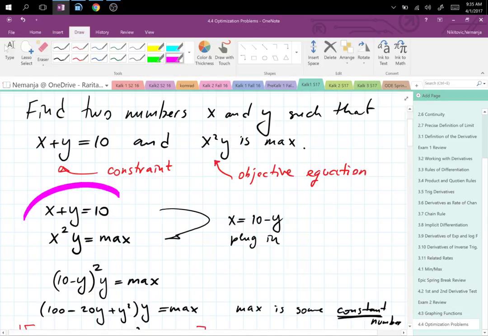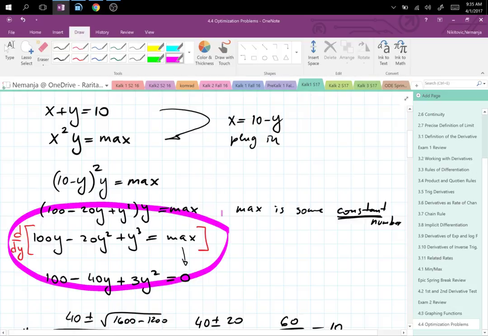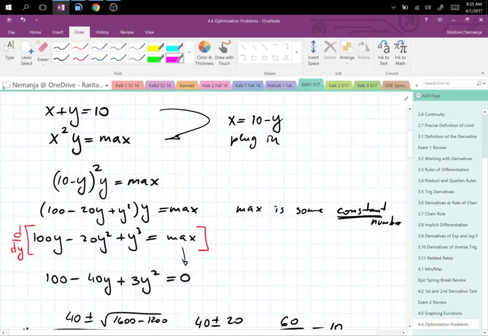And so now we have the pair of equations, and the procedure we said is always the same. With the first equation, we solve for x, plug into the second equation, and then differentiate. When you differentiate the equation, you set it equal to 0, because we know that derivative equal to 0 is the way to find critical points, which ultimately leads to a min or a max.